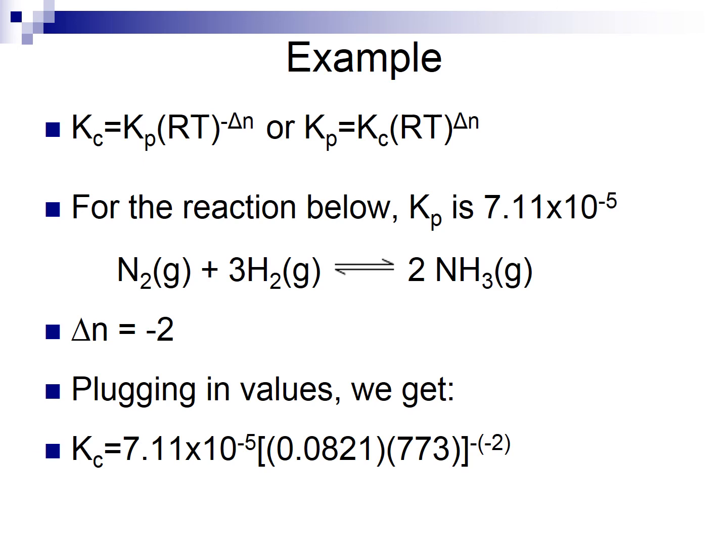Plugging in the values, I get a Kc value equal to 7.11 times 10 to the negative 5, multiplied by the gas constant R, 0.0821, multiplied by temperature, 773, which is our 500 Celsius converted to Kelvin, all raised to the negative delta N. If delta N is negative 2, the negative of that is going to be positive 2. When I multiply this out, I should get a Kc value at 500 degrees Celsius of 0.286.